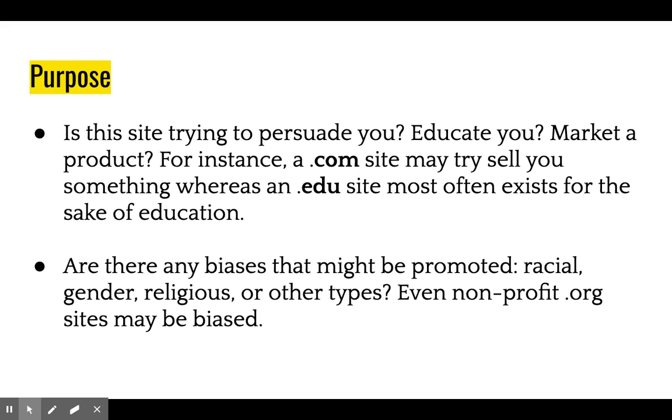Watch for bias. Is there a specific viewpoint that's being promoted here? Even nonprofit .org sites can be biased.